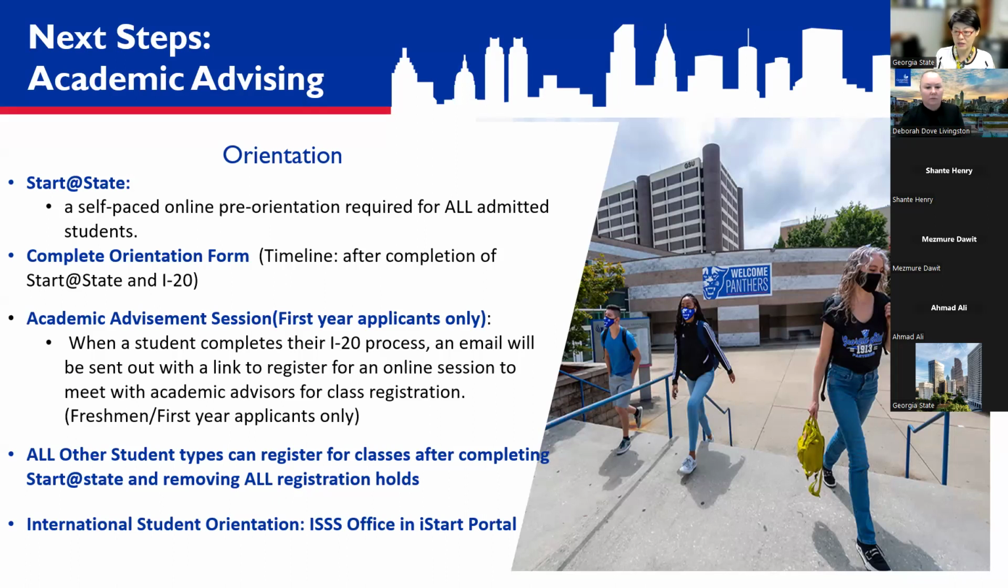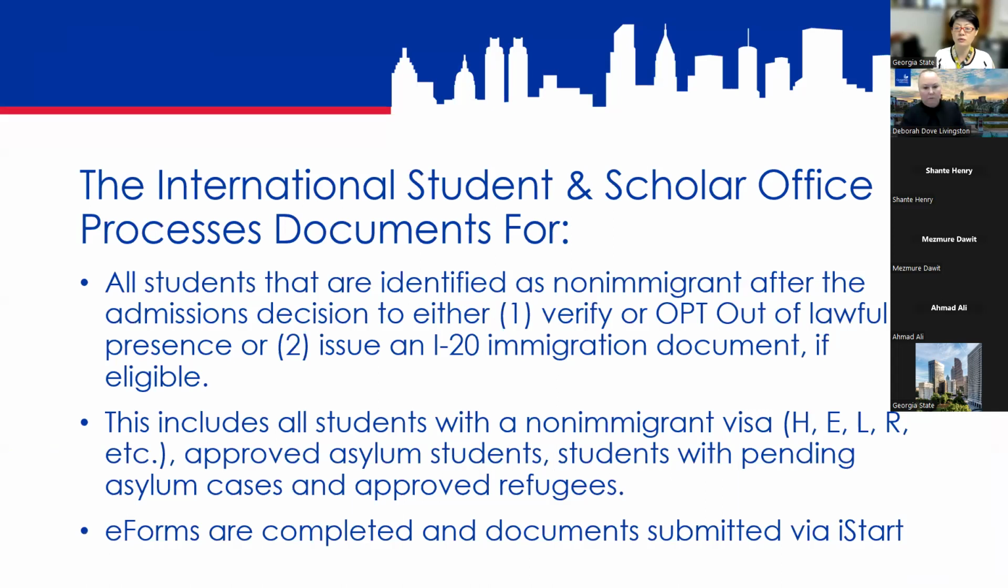Now, if you are not a freshman, if you are a transfer, post-bac, transient, or transition student, after you finish Start at State and your I-20, you are able to register for your classes on your own. You can also schedule a direct one-on-one appointment with your academic advisor for your class registration. Okay, so those are the brief things I want to mention. I will mention them at the very beginning of the admitted student events. I'm going to turn to Deborah to let her cover today's topic.